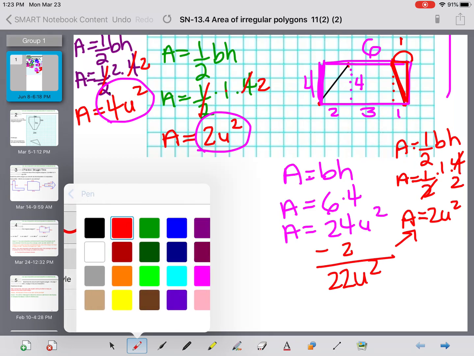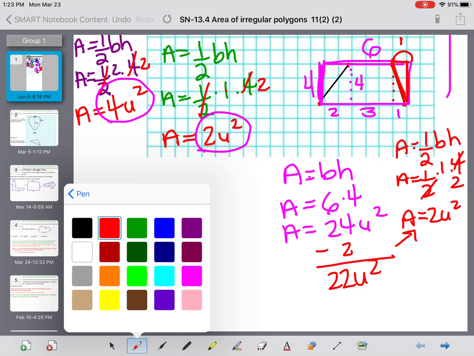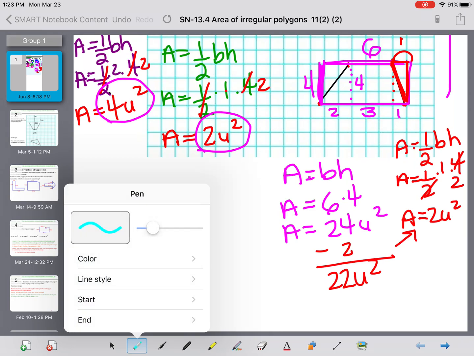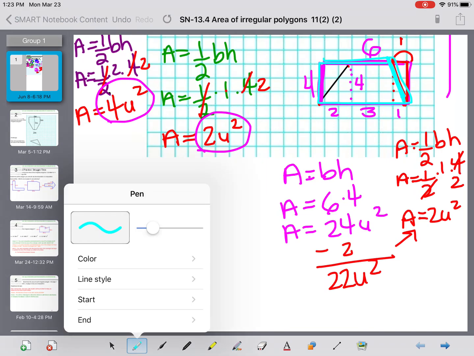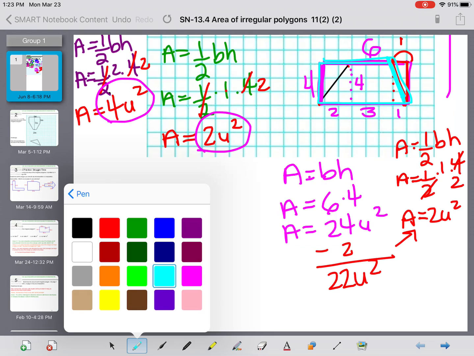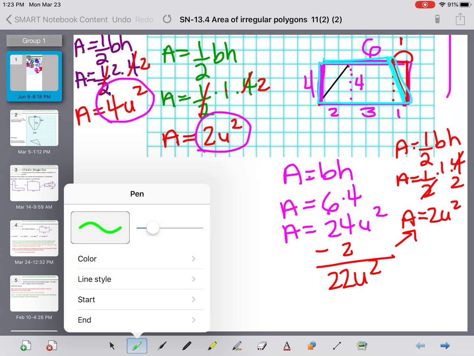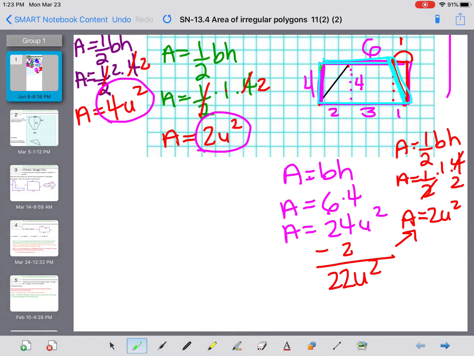So that means the area that I have right now, that is 22 units squared, represents this shape right here, minus that triangle, it's this entire shape. But that's still bigger than my original shape. My original shape did not have this triangle that also exists on the other side. This triangle over here needs to also be eliminated.